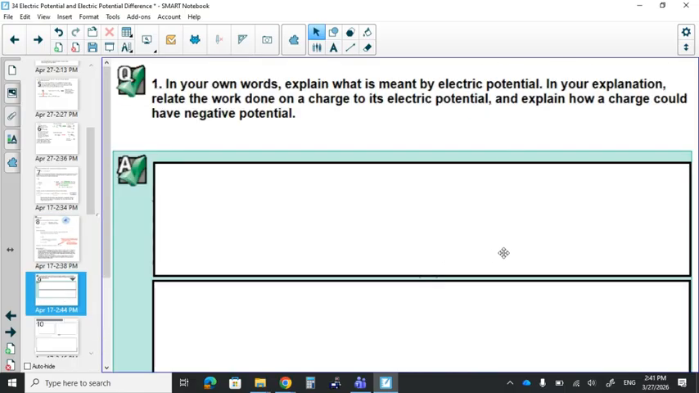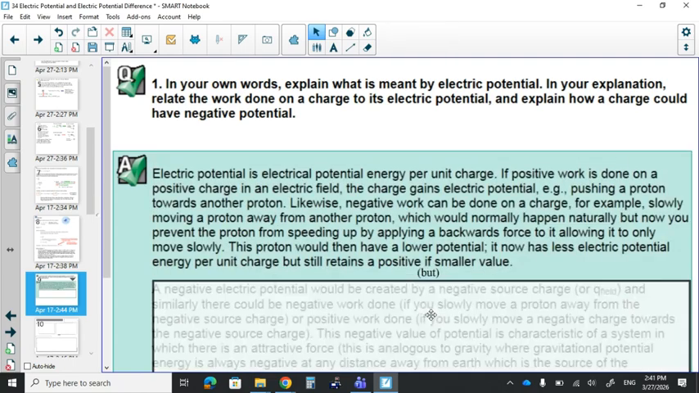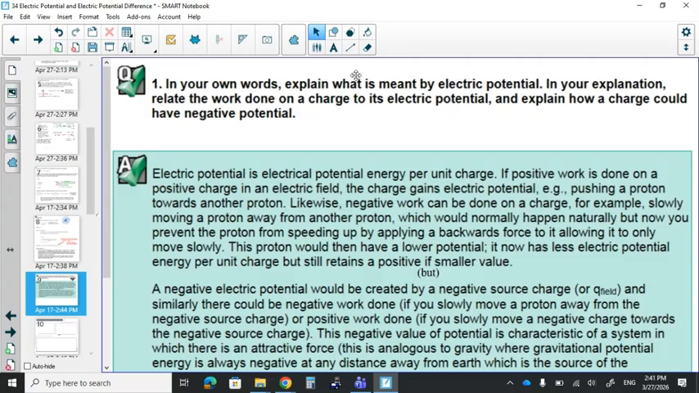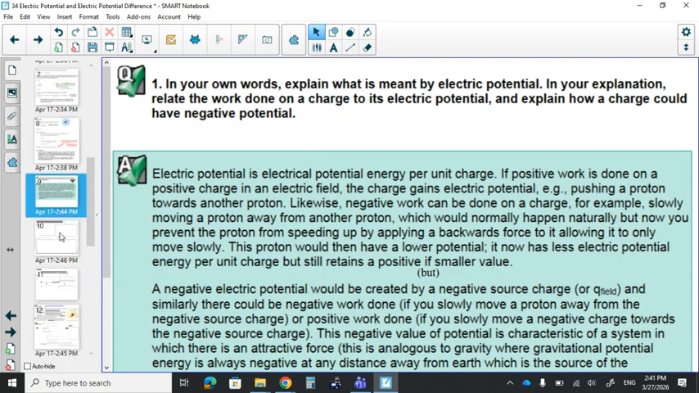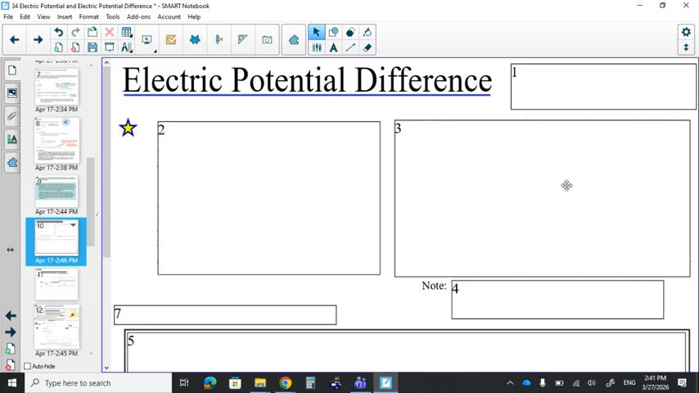In your own words, I'm going to leave this one. This is just describe, but I mean, in your own words, describe what's meant by electric potential. Well, it's what we've just been talking about, right? So hopefully you have some kind of words like those. I'm going to move on to this example here.